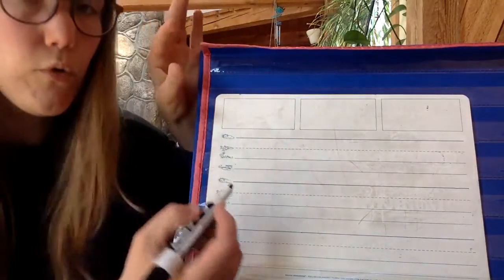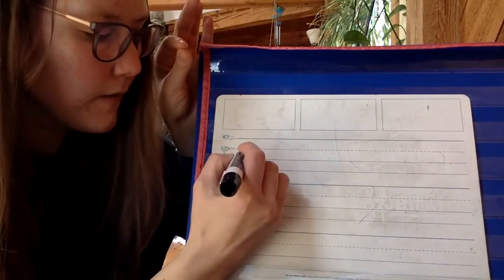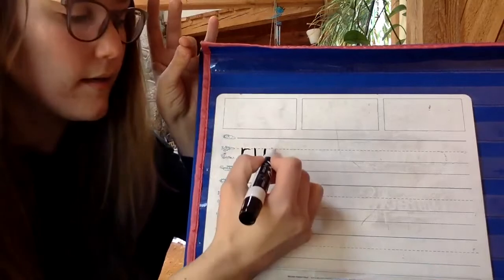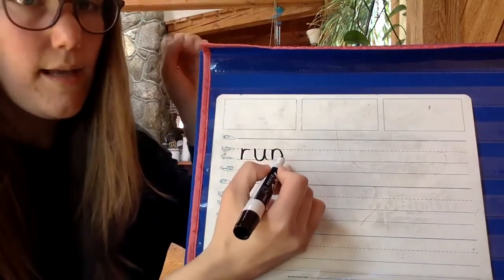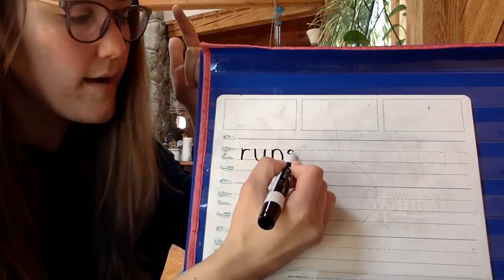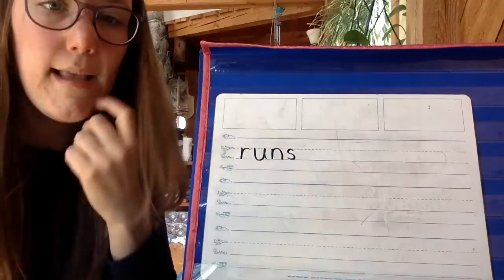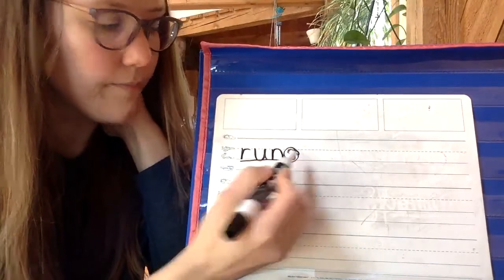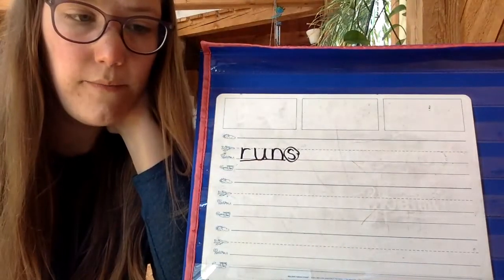Let's write it. Run, and the whole word is runs. Go ahead and underline the base word and circle the suffix. Let me give you a minute to catch up.